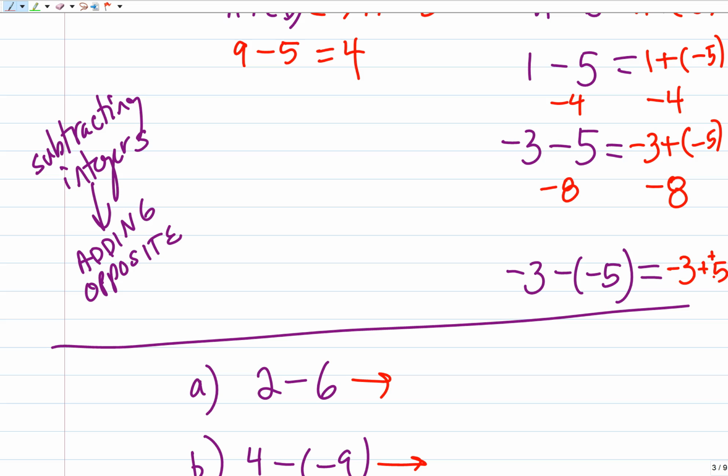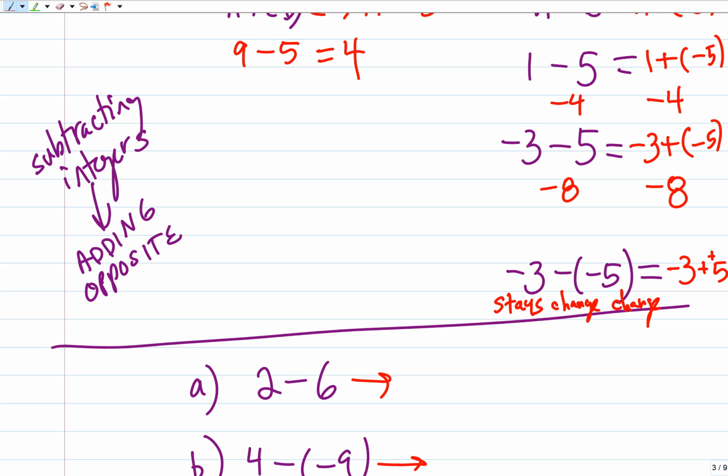Some people have heard this, and I've heard songs and dances and all that. Some people call this a stay, change, change. If that helps you, feel free to use it, okay? But the first term stays. The subtraction changes to adding, and then the number changes from a negative to a positive, okay? But subtracting is the same thing as adding the opposite. So if I have minus negative 5, that's the same thing as negative 3 plus 5.